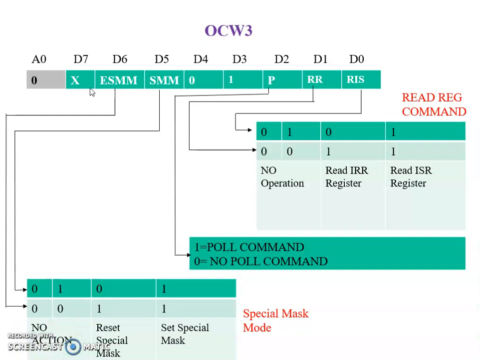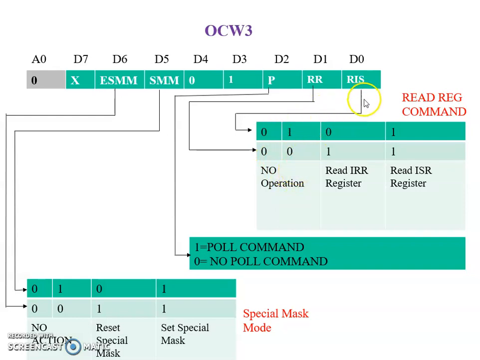The next operational command word is OCW3. To program OCW3, the A0 pin is 0, D7 is don't care, you can put here 0 or 1. SMM means special mask mode and ESMM means enable special mask mode. D4 bit is 0, D3 bit is 1, P means poll command, RR means read interrupt request register, and RIS means read interrupt service register. So if RR is 0 and RIS is 0 it means no operation. If it is 10 then also no operation.